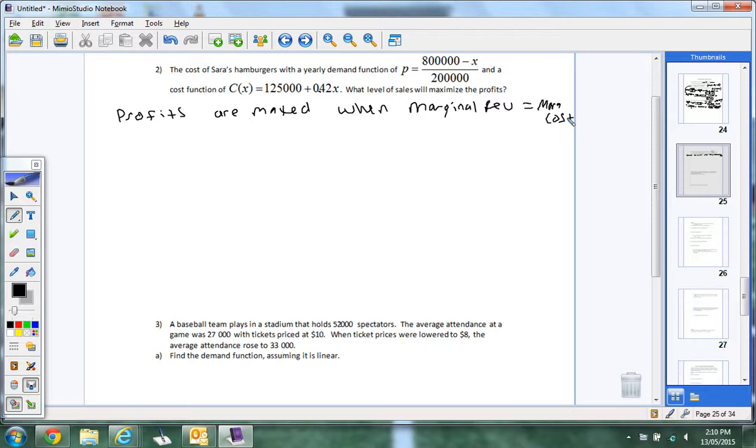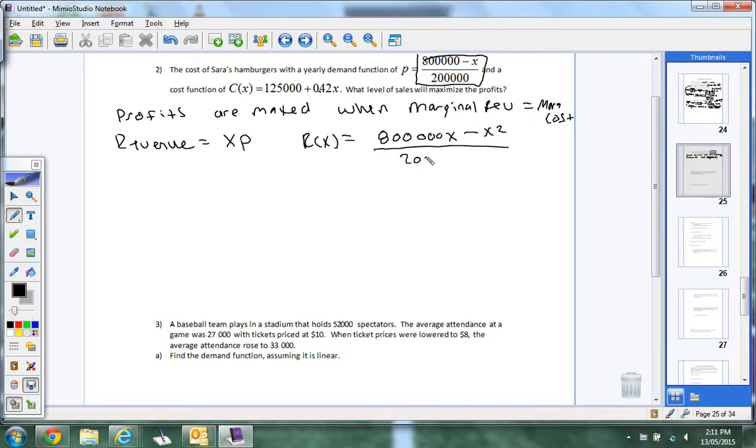Okay, so real quick, revenue, just so we remember, and I said it before, is demand times X. So X times P. So this function times X stands for revenue. So then our revenue equation, R of X, is 800,000 X minus X squared all over 200,000. That's our revenue equation.